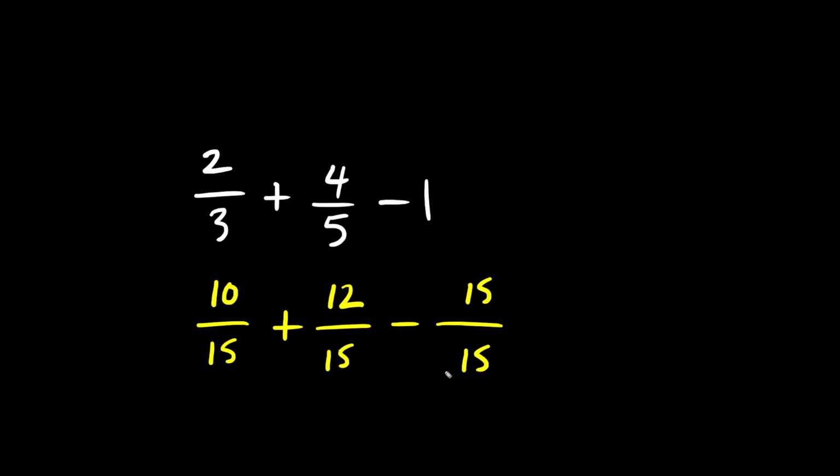Now we have the same denominator, and so we can combine this into one giant term. What's 10 plus 12? It's 22. What's 22 minus 15? And the answer is 7. So we have 3 terms here, all combined to one term, and this here is the answer.